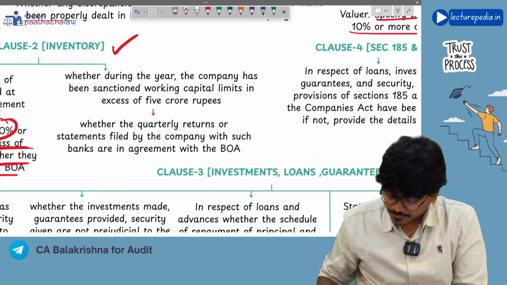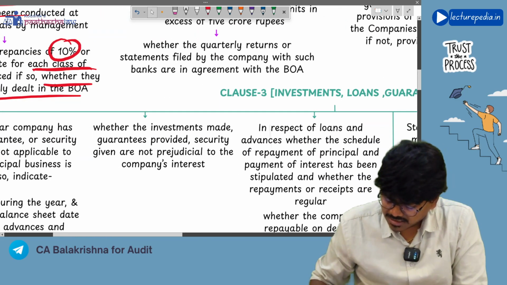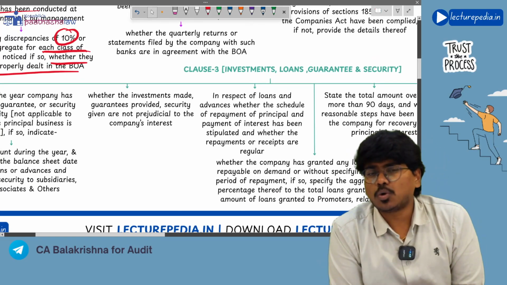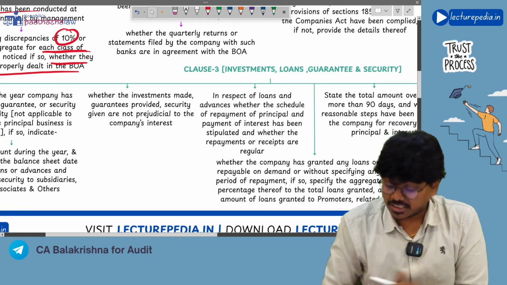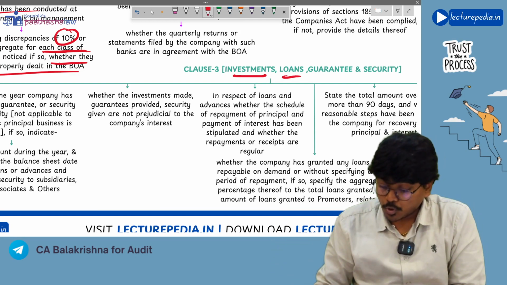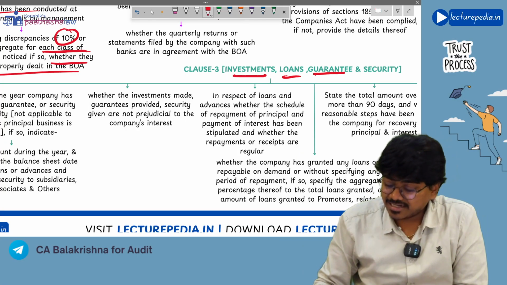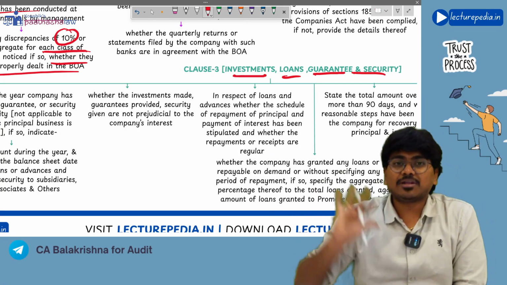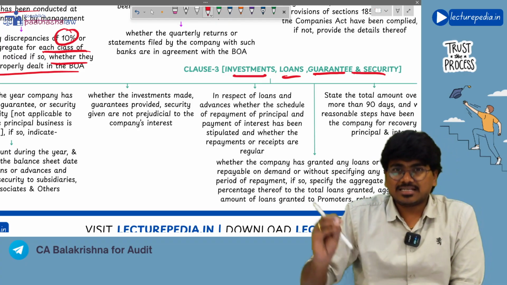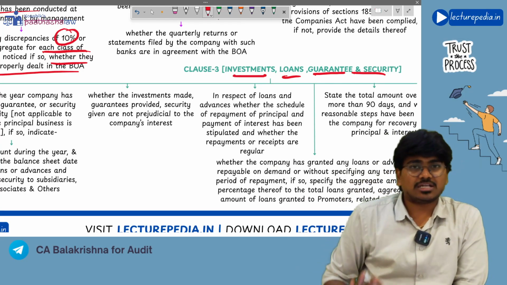Understood? Got it? Yes. Next, coming to clause 3. Now this clause 3 deals with investments, loans, guarantees, securities. See, investments made by the company, loans given by the company, not taken by the company, guarantees and securities also given by the company. So with respect to loans, guarantees, investments made or given by the company, clause 3 reporting will deal with.